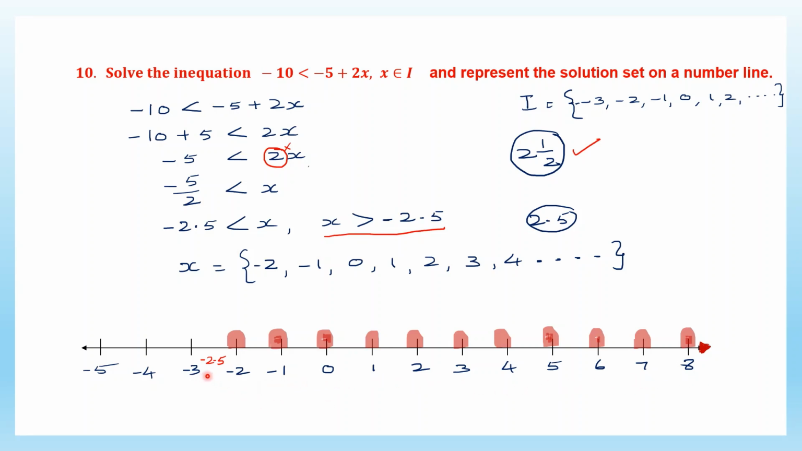Remember how important it is to find where 2.5 is. It's in between minus 2 and minus 3. And anything greater than that is our solution set. So that's how we got all these answers here. Okay, all these points that we have marked.